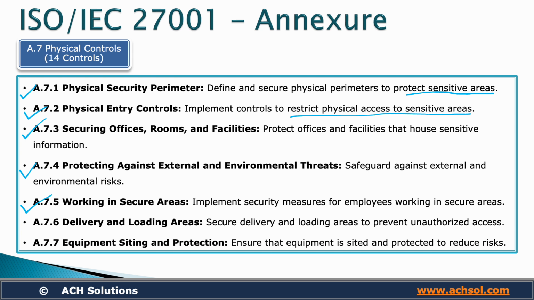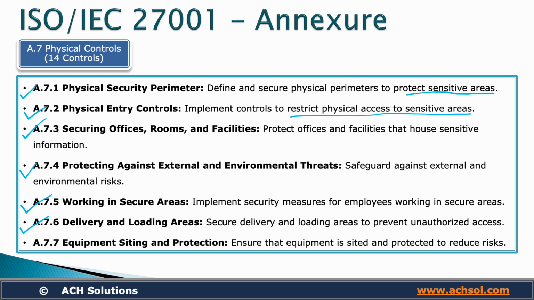The next one is about delivery and loading areas. And this control asks you to secure those delivery and loading areas to prevent unauthorized access. This is mainly applicable to things like manufacturing facilities, right, where you are loading goods or delivering it to the customer. So it basically asks you to protect it and always ensure that authorized people are entering these kind of areas.